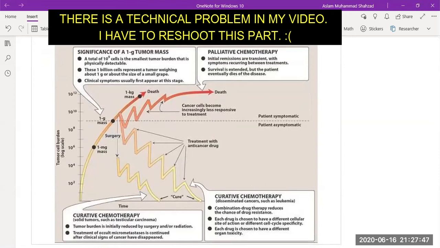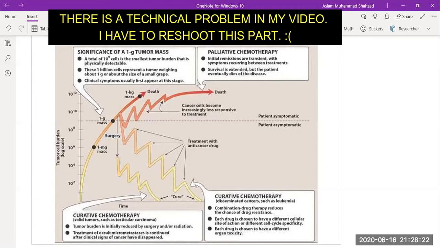So in palliative chemotherapy, the problem lies in that the 1 gram of mass that is shown in this graph is going to increase to 1 kilogram of mass, and if that mass increases to 1 kilogram, then it leads to death. So what the doctors or physicians are doing is trying to delay the death, because in this case the patient will not be able to survive, but we can increase the life of the patient, and then the patient eventually dies after that.